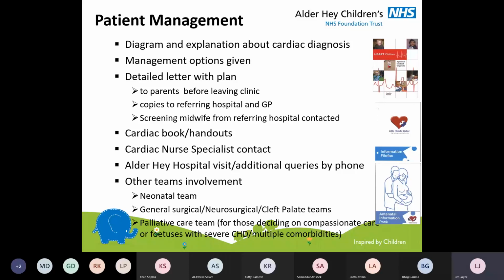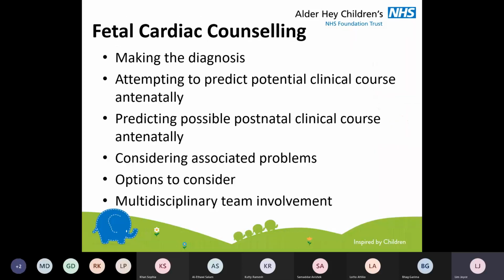And increasingly, we are getting the palliative care team, or as we prefer to word it, the hospice team, especially for families where they have a fetus with a significant cardiac condition that may have multiple comorbidities or may potentially go down the single ventricle route. The palliative care teams have been very supportive of this, and I think most families have found this has actually been very useful as well.